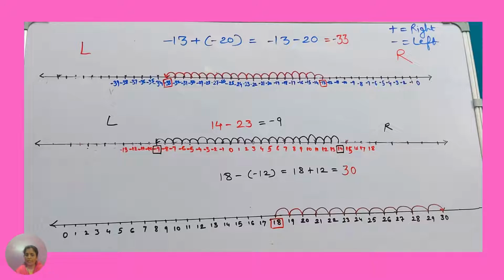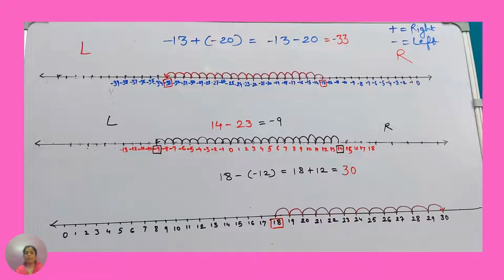From that point, should I jump to the right or left, children? I should jump to the left. Why? Because in between the minus sign is there. That's why we have to jump to the left side from 14. Total how many jumps do you have to take? 23 jumps. So when you take 23 jumps to the left side of 14, you reach minus 9. Okay, so this way you get the answer minus 9.